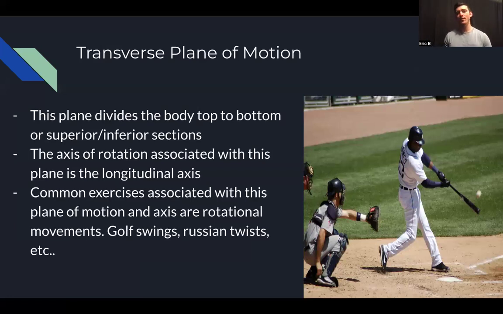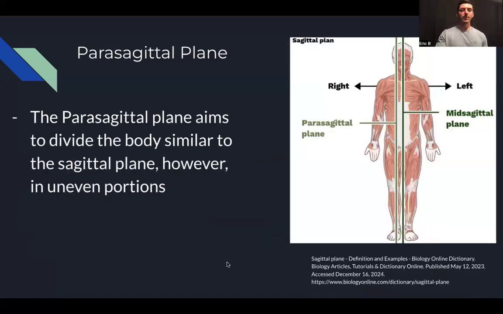Now, you can make arguments for the oblique plane of motion. There are a lot of different planes that are usually secondary or tertiary to these, but these are the three primary planes of motion that we look for. And then again, parasagittal, like we were mentioning before, is more of a secondary plane to my knowledge.